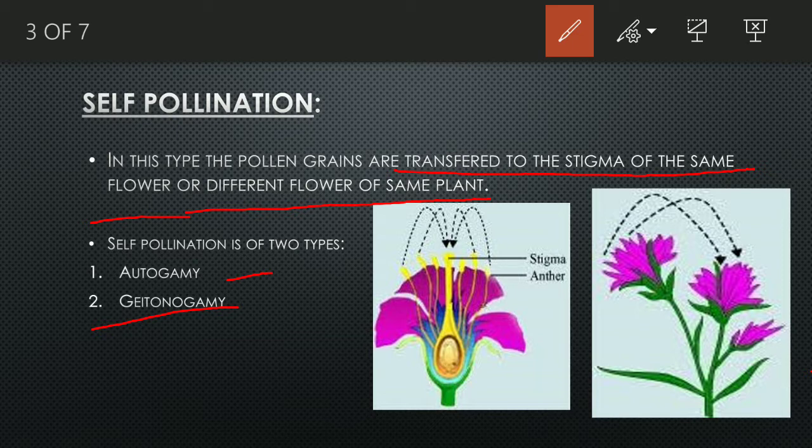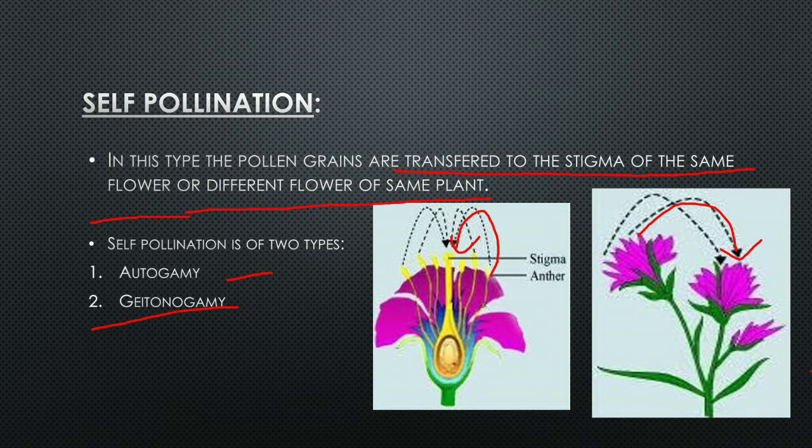Now, what is autogamy? It is a kind of pollination in which the pollen from the anthers of a flower are transferred to the stigma of the same flower. Now, what is geitonogamy? It is a kind of pollination in which the pollen from the anthers of a flower are transferred to the stigma of a different flower of the same plant.